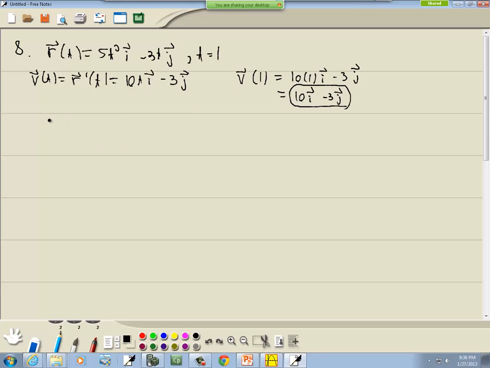Now our acceleration. Well, we keep taking the derivative of that. That's the second derivative of r, which gives me 10i, and the negative 3 goes to 0, so that drops off. So our acceleration at 1, since there is no t, is just 10i.